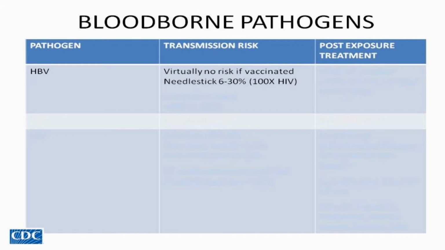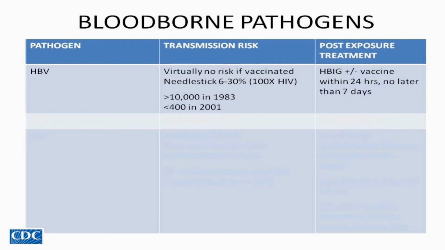Now, it's very interesting to note that with the introduction of vaccinations, the frequency of hepatitis B transmitted infections has significantly decreased from greater than 10,000 in 1983 to less than 400 in 2001. It's very important that one seeks treatment after an exposure immediately, because there's a narrow window during which one can get hepatitis B immunoglobulin and vaccination to try to reduce the likelihood of transmission.